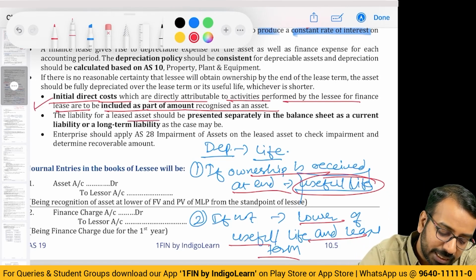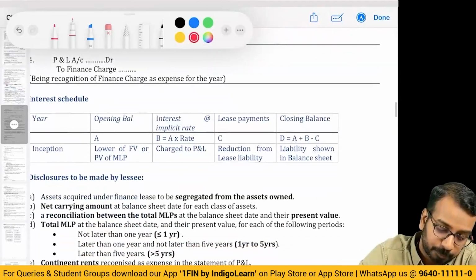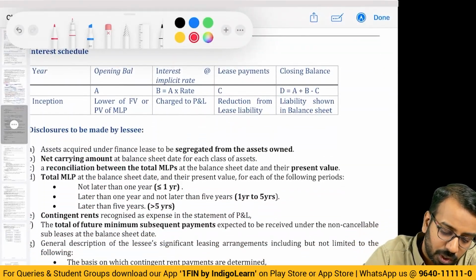The liability for a leased asset should be presented separately in the balance sheet as a current liability or a long-term liability, as the case may be. Sir, how to distinguish what is current, what is non-current?